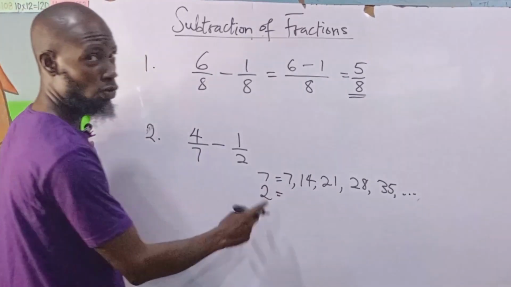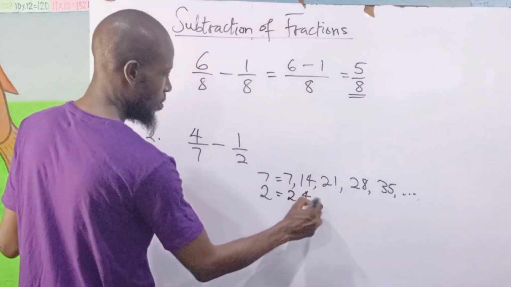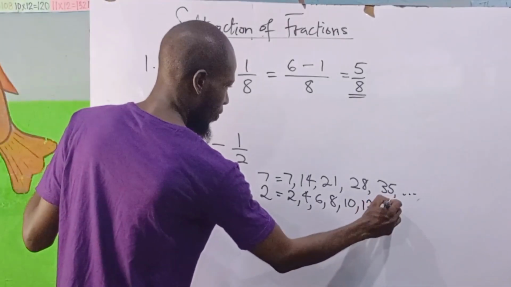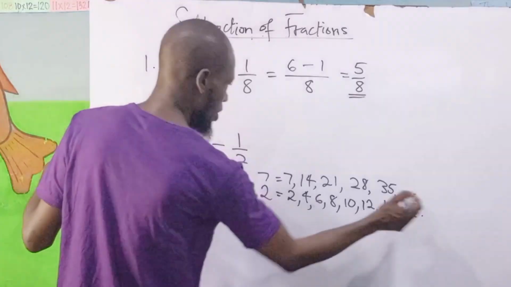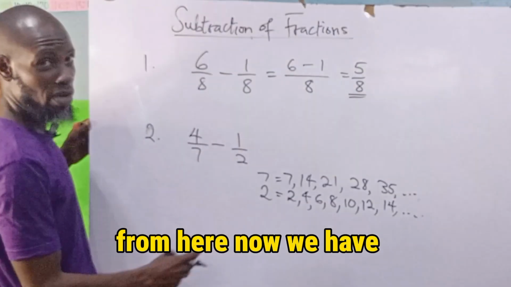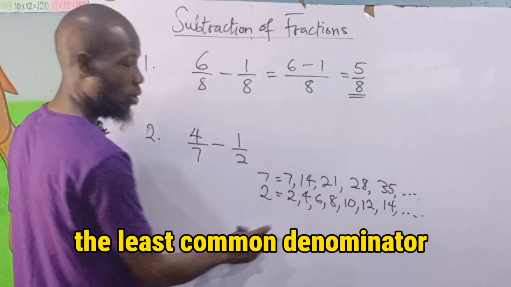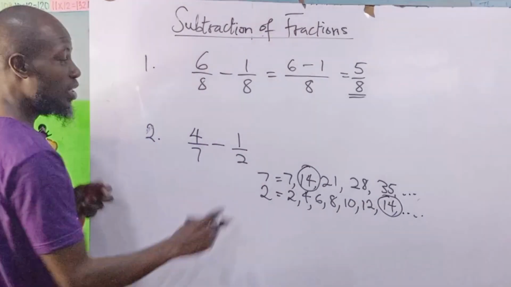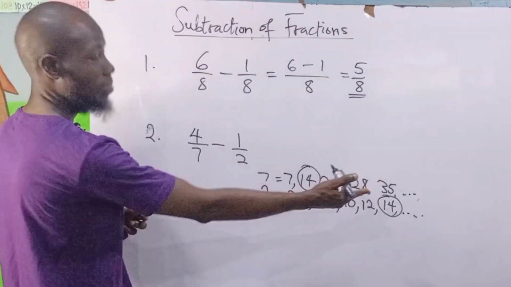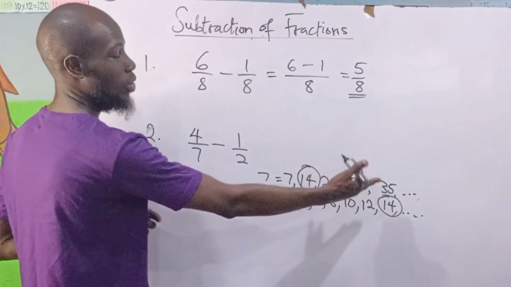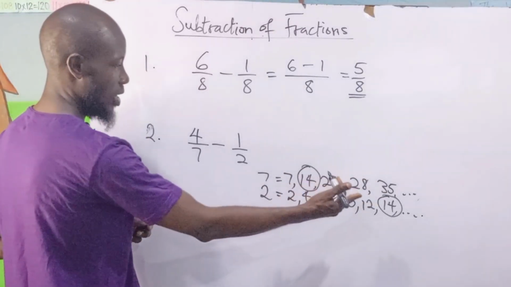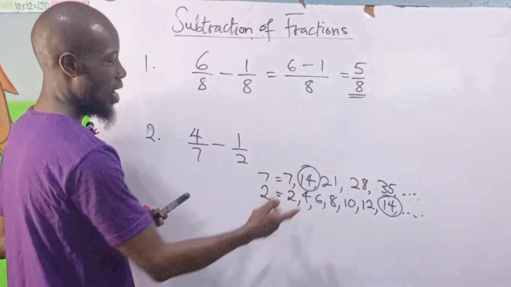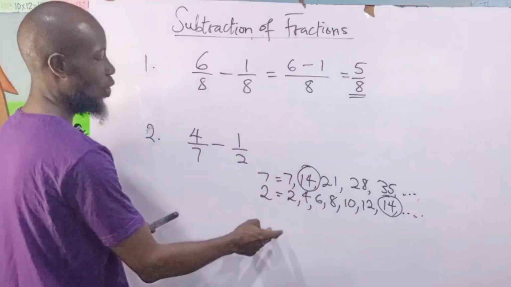For the multiples of 2, we have 2, 4, 6, 8, 10, 12, 14. So 14 is also counted. We can see now that we have the least common denominator, that is 14. If we continue listing the multiples, we will find some other common multiples, but we are looking for the least common multiple, and that is 14 in the case of 7 and 2.